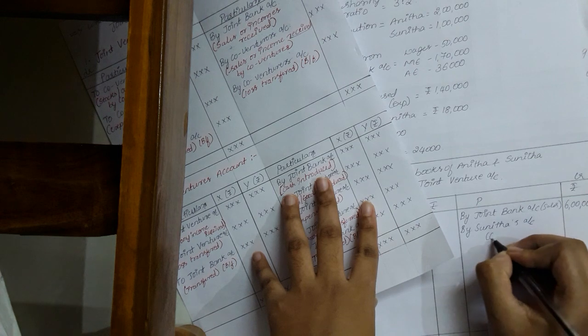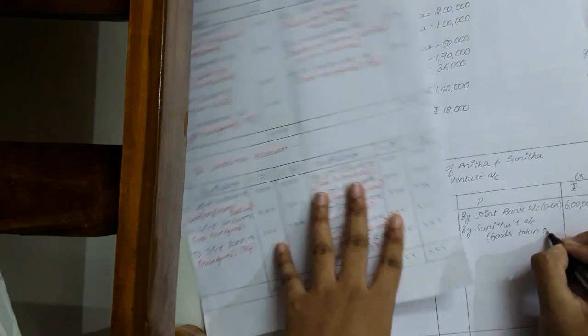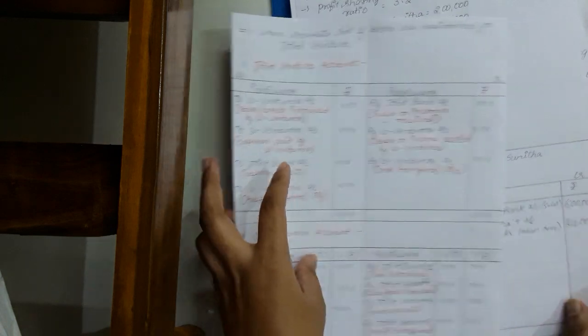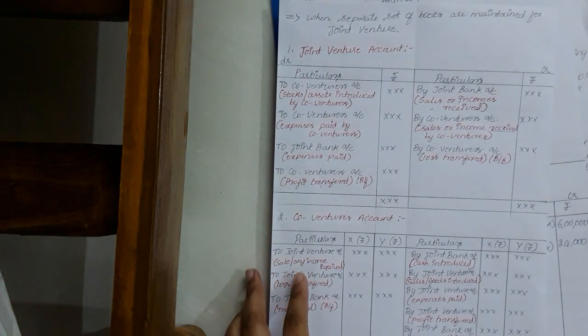Sunita's account, that is what is this? Goods taken over. She has taken the goods, right? How much is the worth of goods she has taken over? That is 24,000. Done. So next, what is there? This is the balancing figure. We will see later if it is a loss or profit on joint venture.